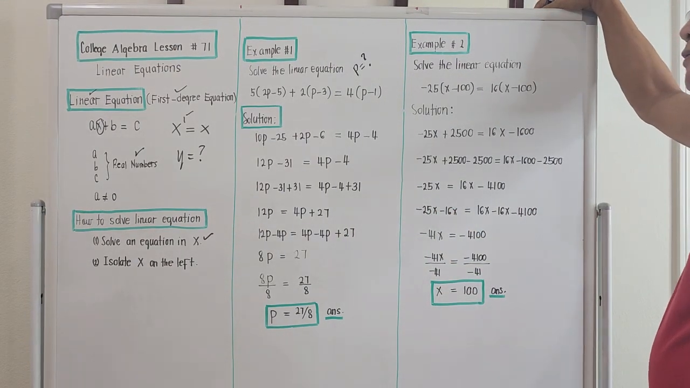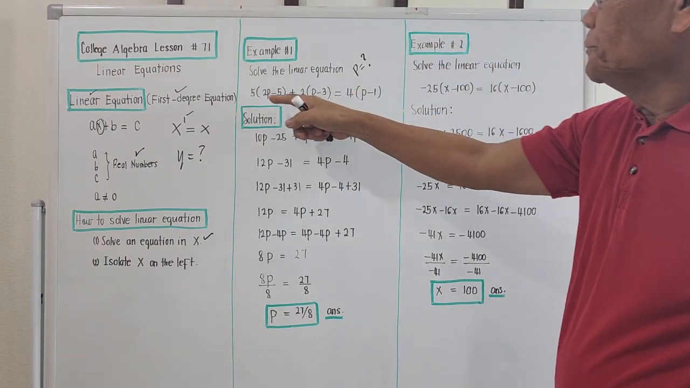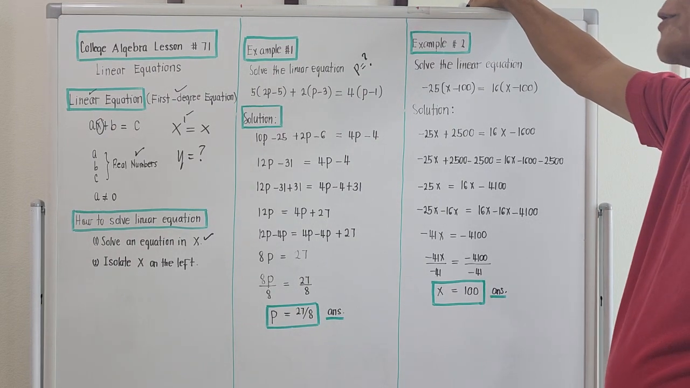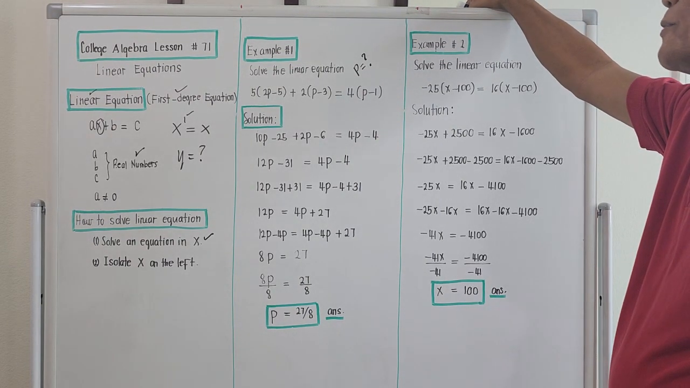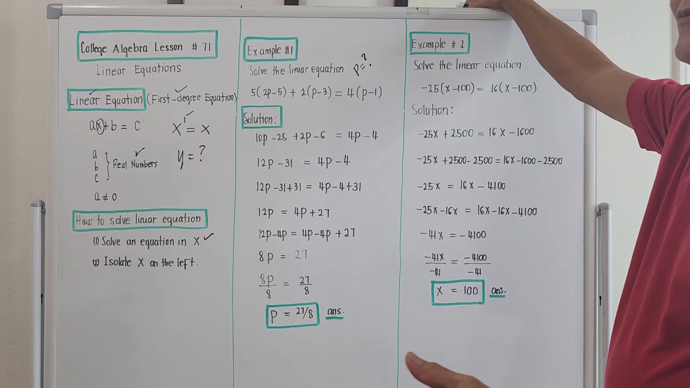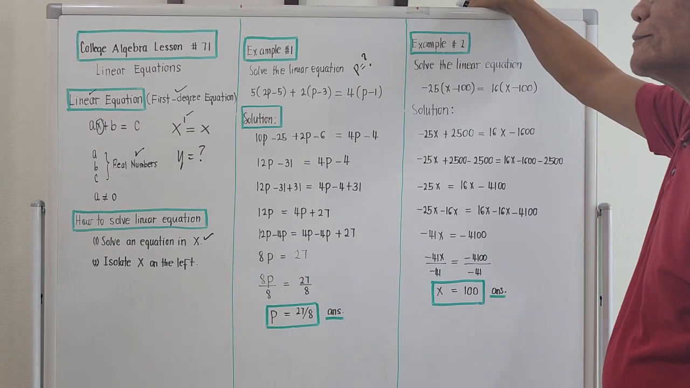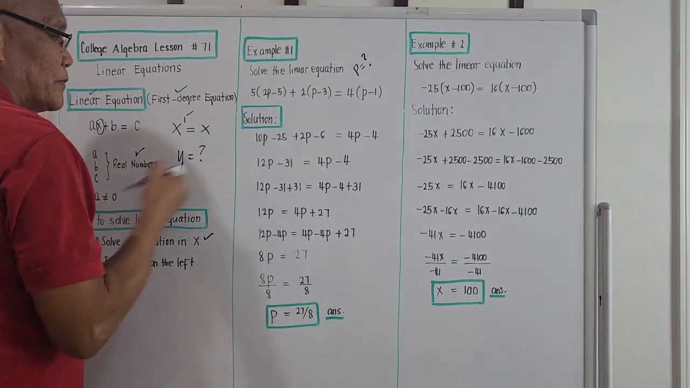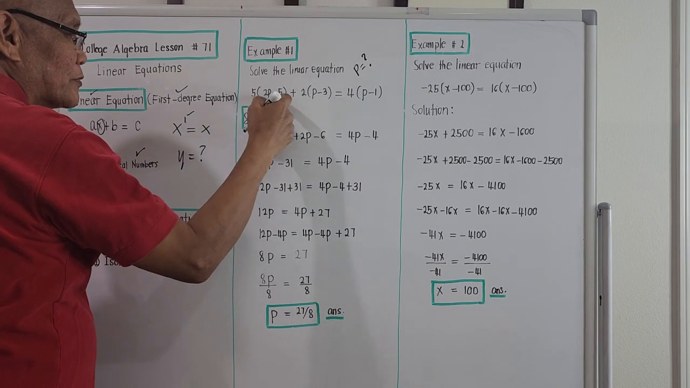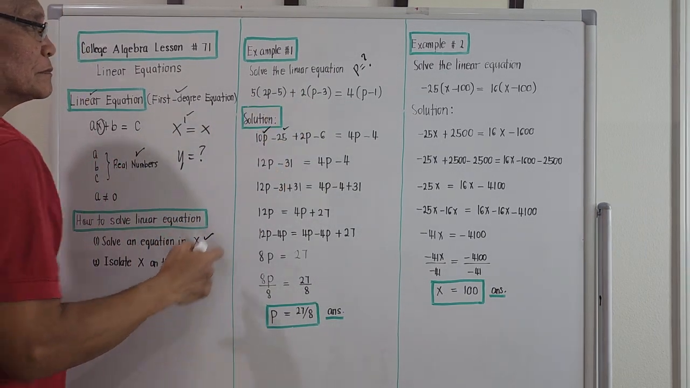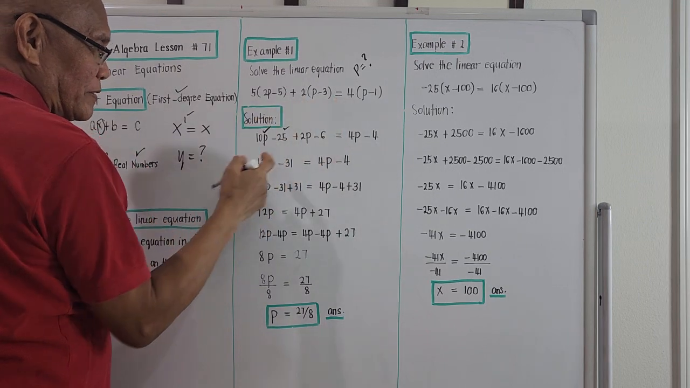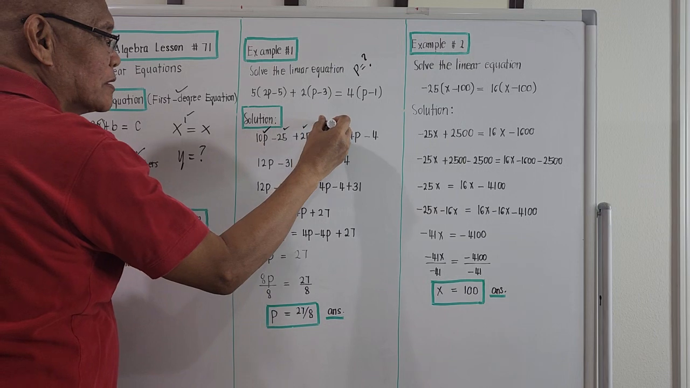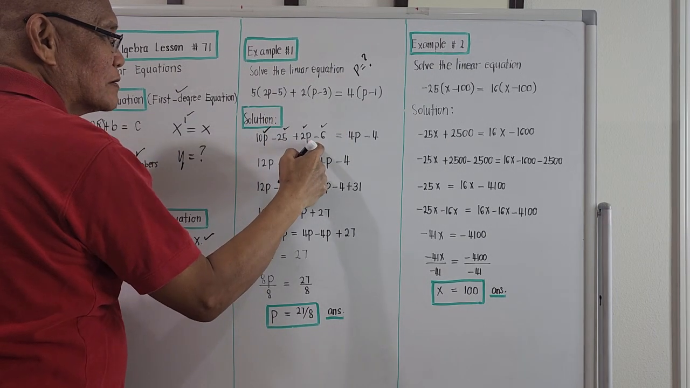Okay, let's bring out the solution. By inspection, what will be the first step? Of course, we must distribute, using the so-called distributive law. 5 times 2p will be 10p, 5 times minus 5 will be minus 25. This is plus, so there's no danger. 2 times p will be 2p, 2 times minus 3 will be minus 6. A plus and a minus will be minus.